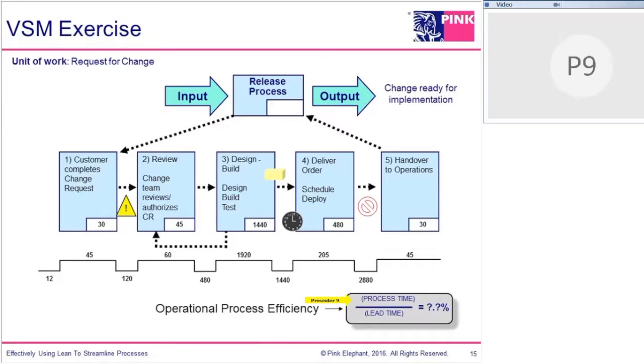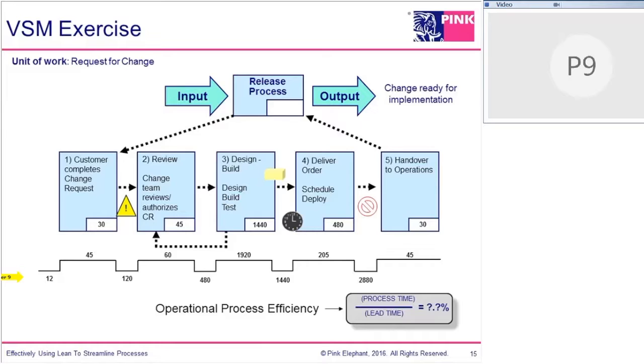Next, we need the next piece. We need to add all these bottom numbers up, which is how long it actually took between steps of the process. So how long it took, which is basically wait time. And so we're going to add up those 5 numbers, and that's going to be 12 plus 120 plus 480 plus 1440 plus 2880. And we're going to come up with an answer.